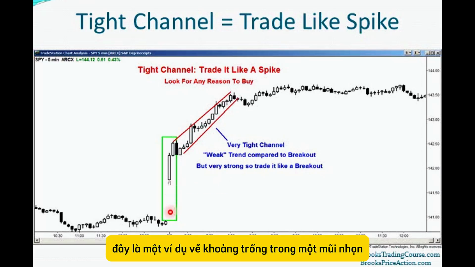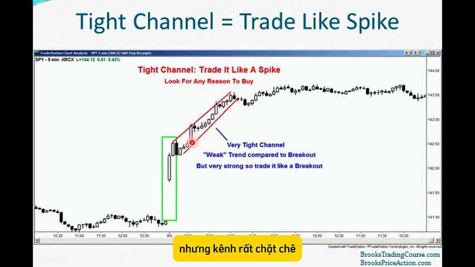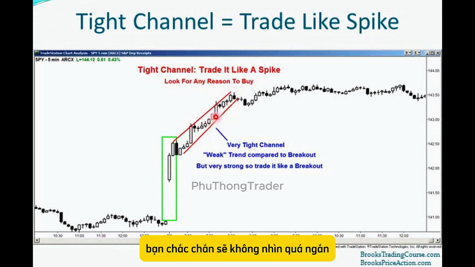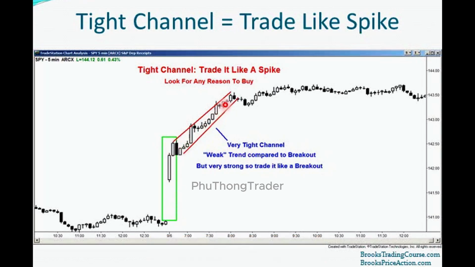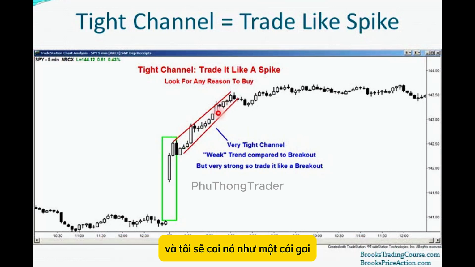Here's an example of a gap and a spike. So here's a bull spike in green, and then a channel. But the channel is very tight, very small pullbacks. You certainly would not be looking to short. You would treat this like a very strong trend, even though technically it's a channel and therefore weak compared to a breakout. The slope is less than that of the breakout. But when it's this strong, it's going to be a spike on a higher time frame chart, and I would treat it like a spike and trade it like a spike.